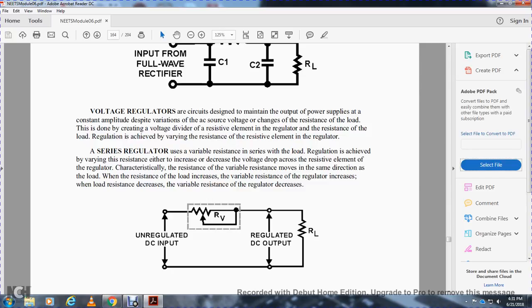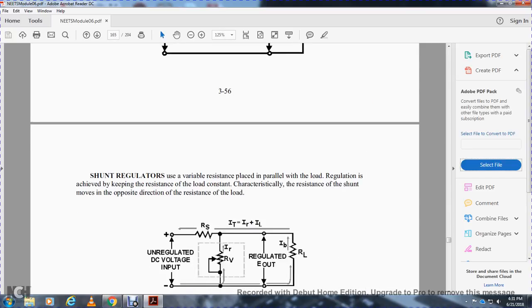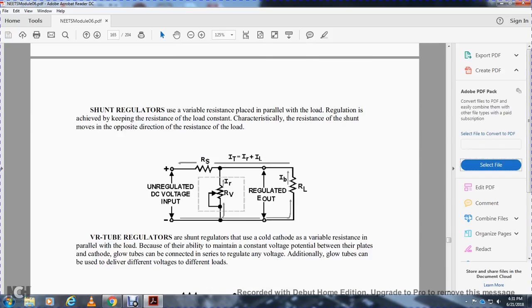As the load resistance increases, the variable resistance of the regulator increases. As the load resistance decreases, the variable resistance of the regulator decreases. Shunt regulators use a variable resistance placed in parallel with the load. Regulation is achieved by keeping the resistance of the shunt and the load constant. The resistance of the shunt moves in the opposite direction of the resistance of the load.